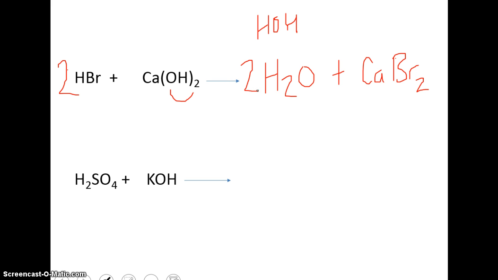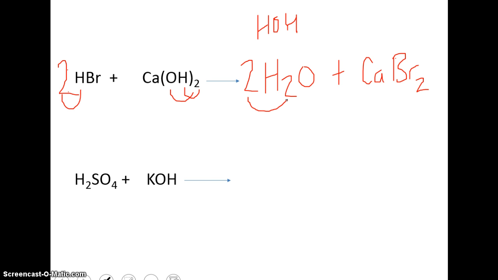Now we need to check our hydrogens. We've got 2 hydrogens here, plus 2 hydrogens there, so that's 4 on the left, and 2 times 2 is 4 hydrogens on the right. You should pause and try to do the next one on your own.